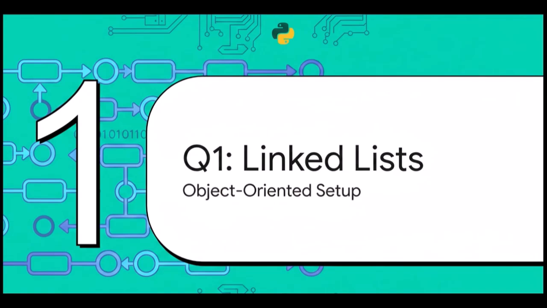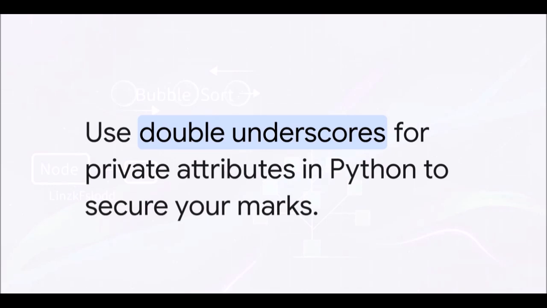All right, section 1. Question 1, linked lists. Okay, look closely at the syntax for this node class. Notice those double underscores right before data and next node? That is absolutely crucial. The mark scheme is strictly looking for private attributes here. In Python, adding that double underscore triggers name mangling, which securely encapsulates the data so it literally cannot be accessed directly from outside the class. If we forget those underscores, we just lost the encapsulation marks. Boom, gone. Instead, we have to build getter and setter methods, like getData and setNextNode, to interact with those values safely.